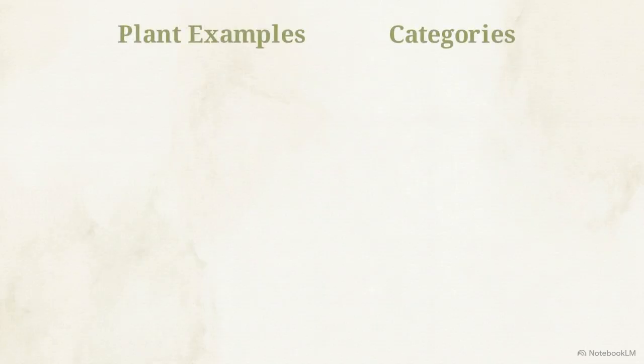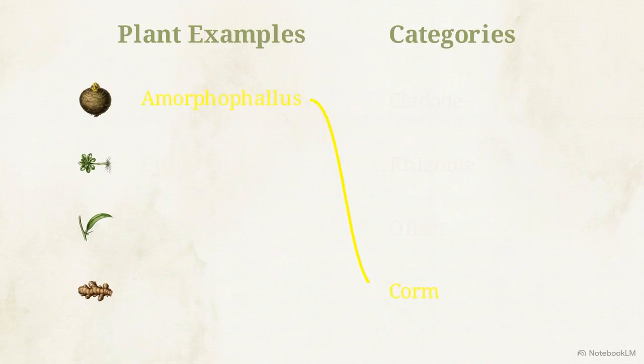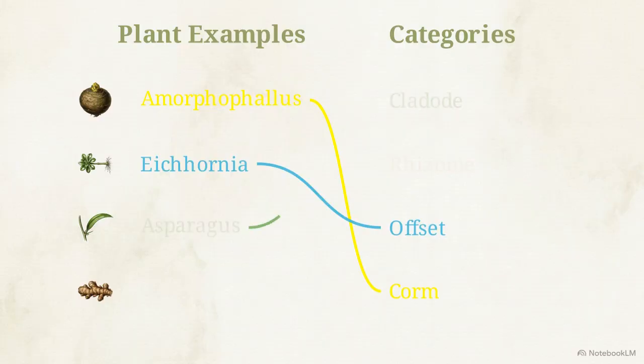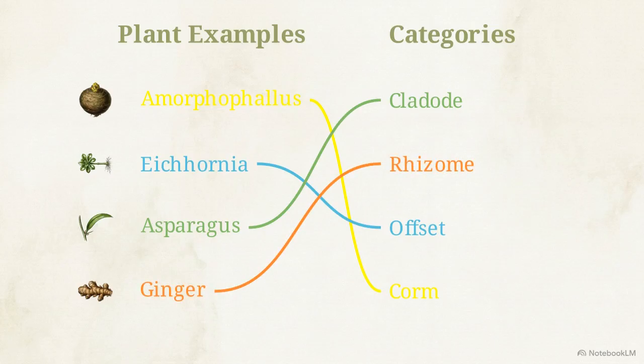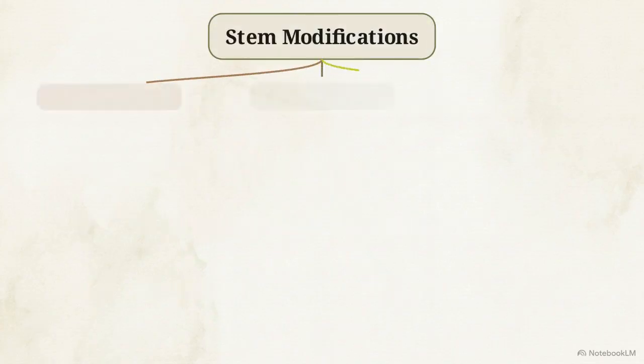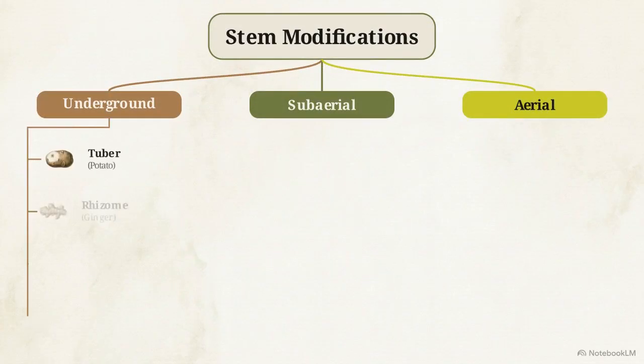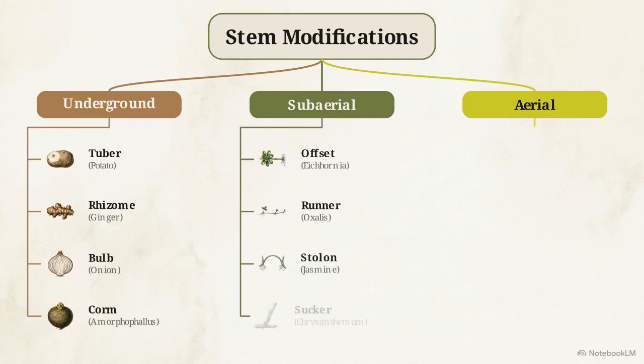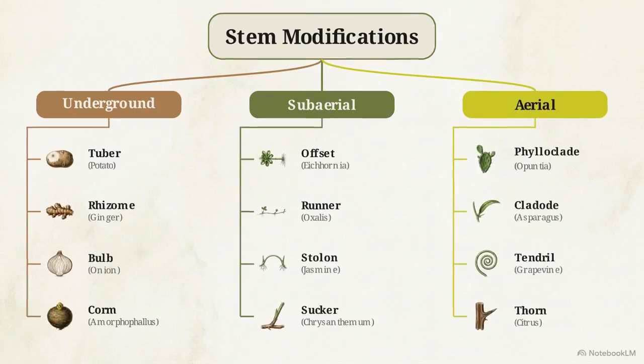Let's link the examples in column A to their correct modification categories in column B. Amorphophallus is a massive underground sphere, connecting to corm. Eichhornia is aquatic, matching with offset. Asparagus features a single internode stem, pointing to cladode, and ginger's horizontal growth identifies it as a rhizome. This completed map organizes every modification we've covered, along with the definitive examples frequently found in morphology studies.